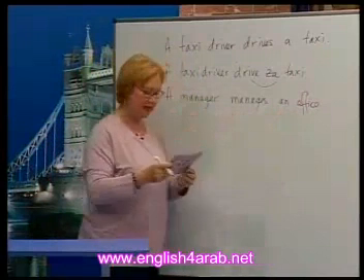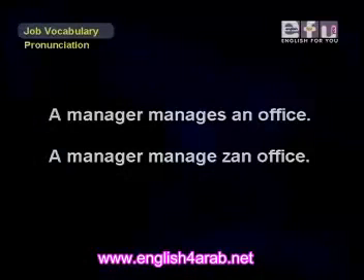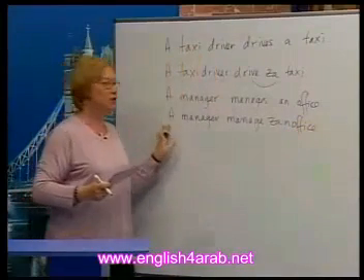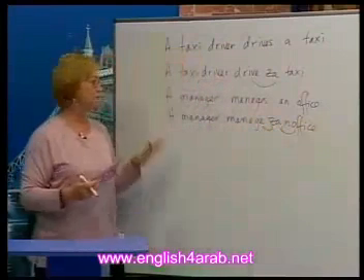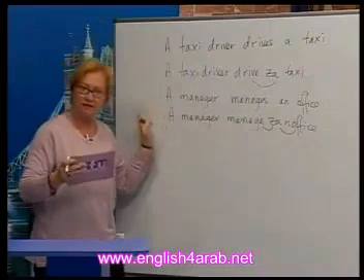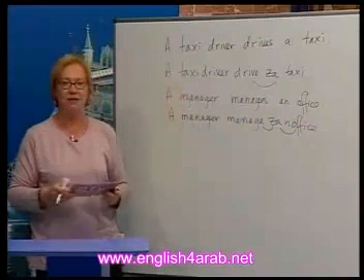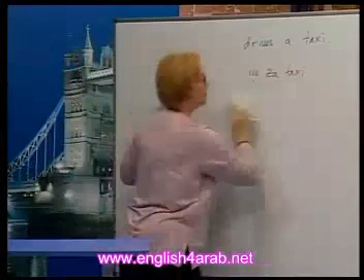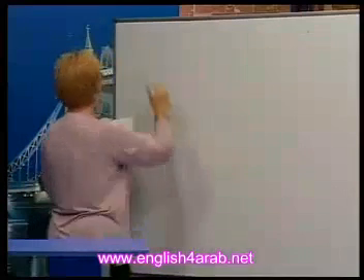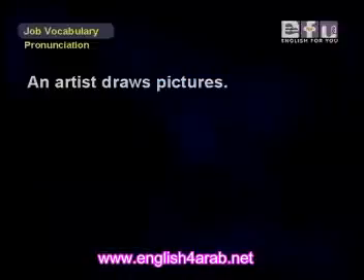But the sound is like this. A manager manages an office. A manager manages an office. So these go together. All right? A manager manages an office together. All right? Now, let's do some practices and we'll see what some other sentences look like. Here's one. An artist draws pictures.